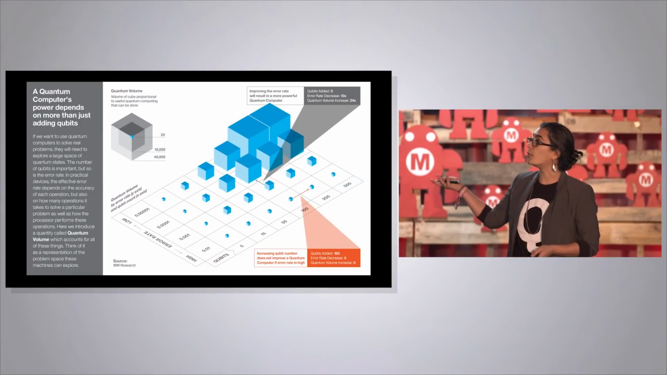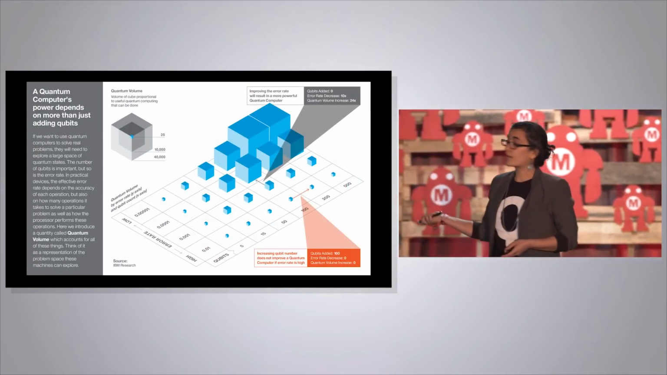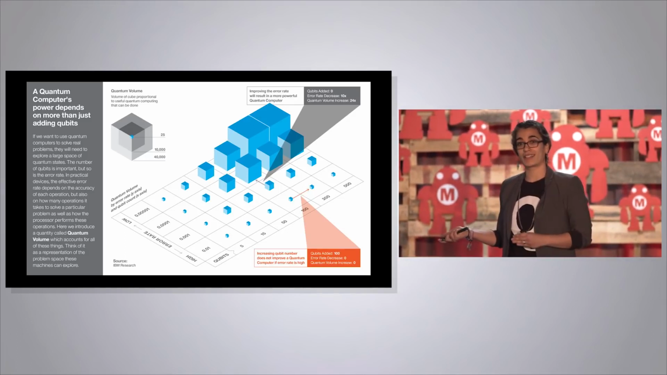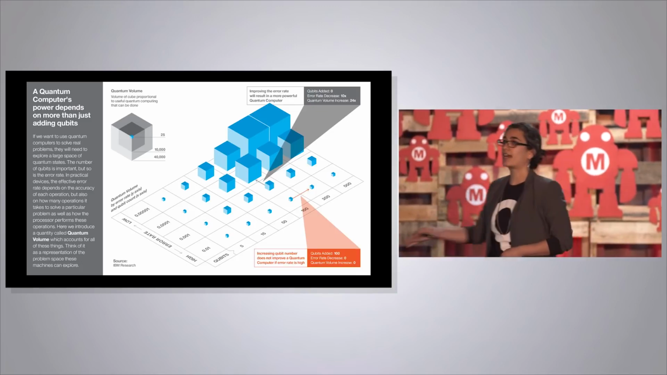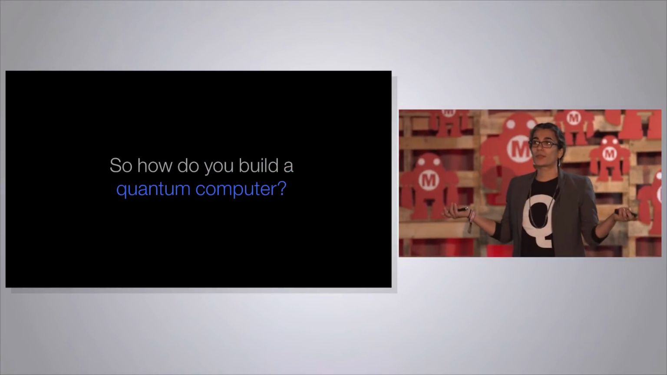So we're promoting a new metric called quantum volume, where we're saying, okay, if you increase the number of qubits, you can get to higher computational power, but not if you have really high error rates. So we have to both move towards lower error rates and higher qubit count. Okay? So how do you actually build a quantum computer, right?